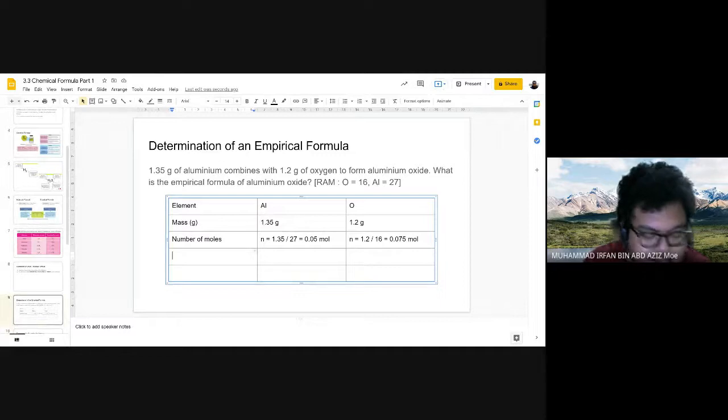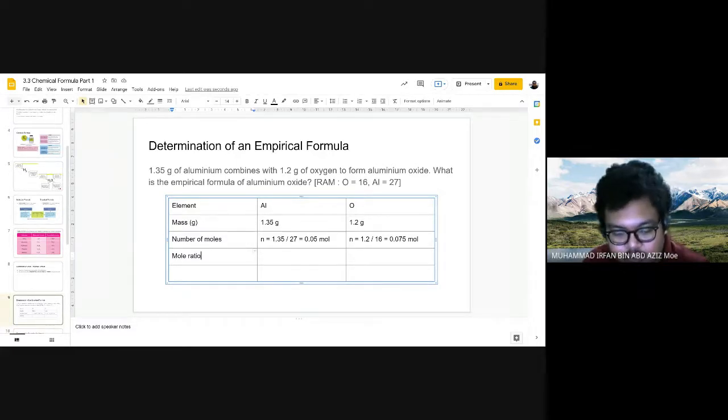Kita calculate the mole ratio. The mole ratio ni different from mole fraction tu. Mole fraction tu for concentration, but this is for mole ratio. Macam mana kita nak cari mole ratio? Kita divide by the smallest number of mole dekat sini.